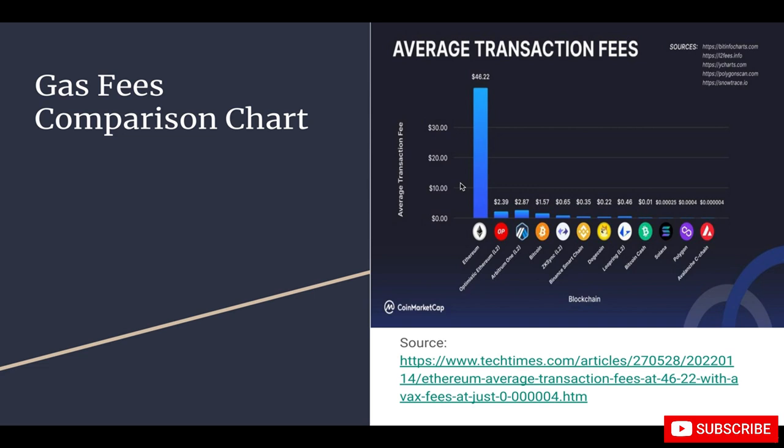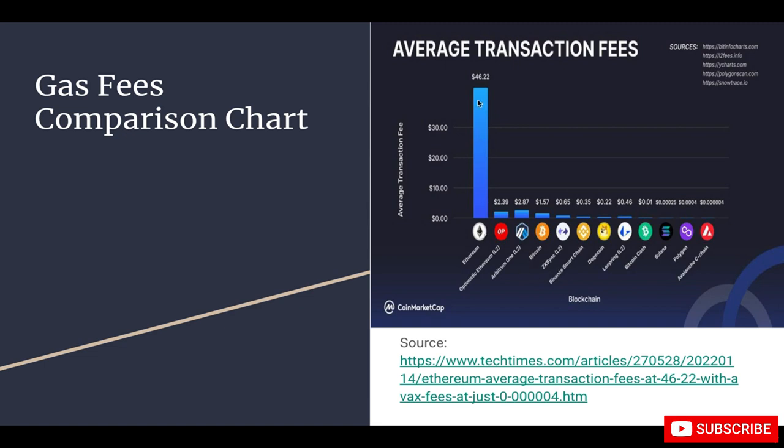What's up, guys? Welcome back to the course. In this video, we're going to be doing more comparisons on gas fees. On the right side of the screen, I have a chart comparing the average transaction gas fees for each blockchain. I guess it might be too small for you guys, so feel free to zoom in if you need to.